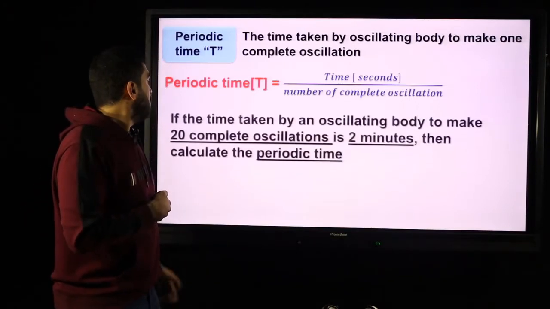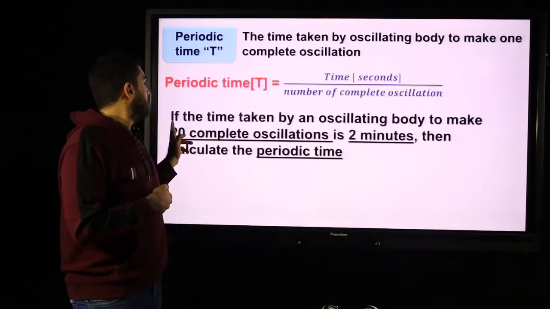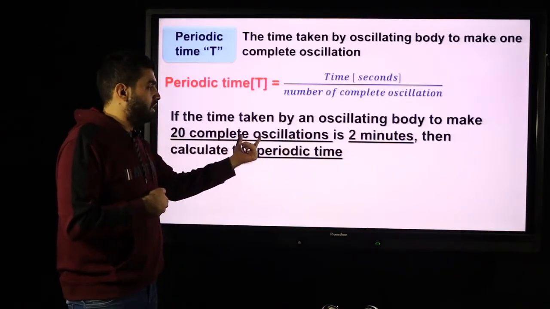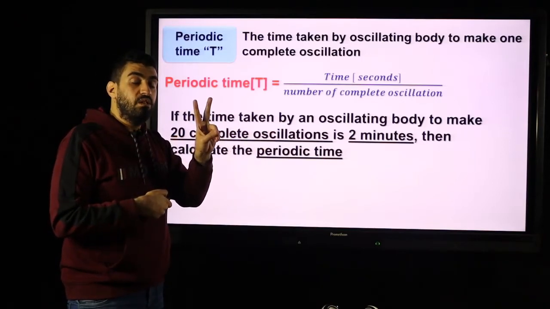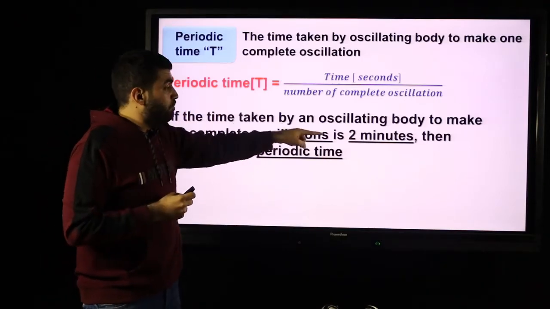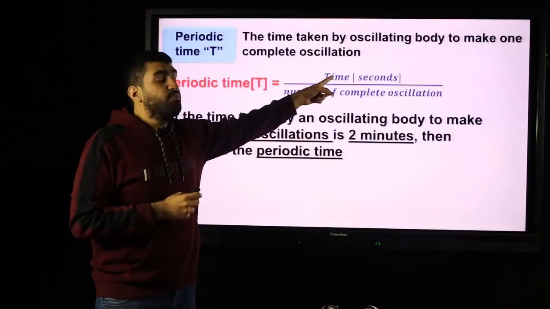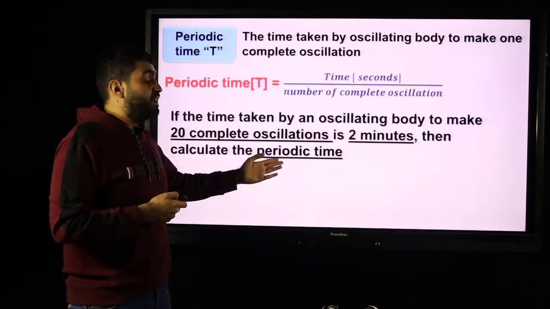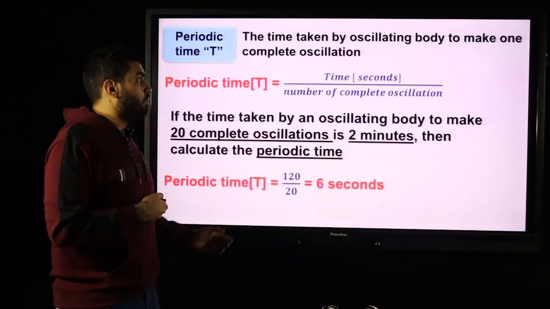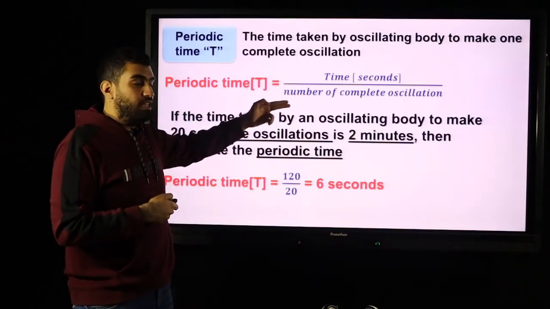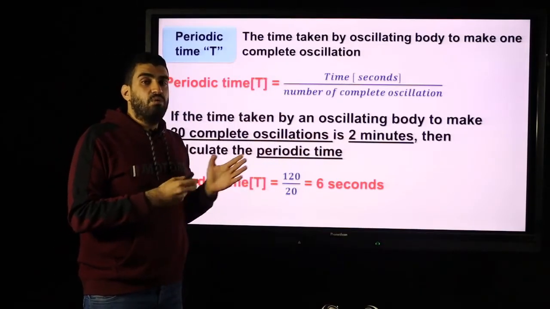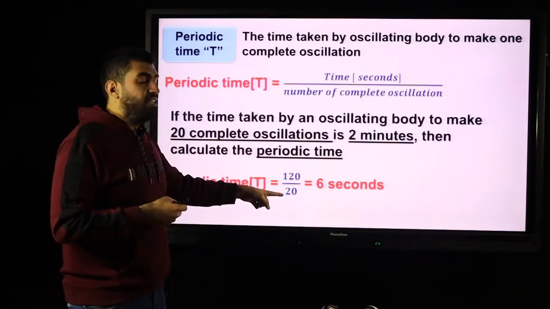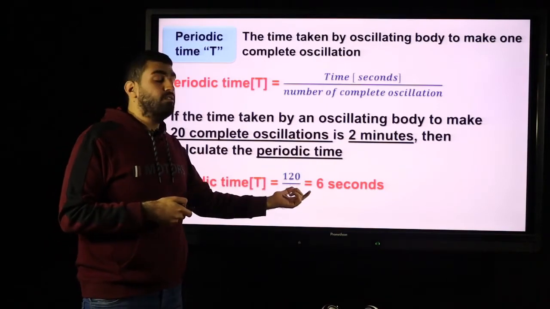body. If I have a problem like this: the time taken by an oscillating body to make 20 complete oscillations is 2 minutes. 2 minutes, it's not seconds, and in our rule we are using time in seconds. Then calculate the periodic time by applying the rule: time over number of complete oscillations. Time is 2 minutes, and 2 minutes means 120 seconds, over 20 complete oscillations equals 6 seconds.